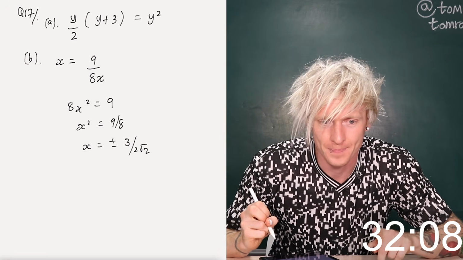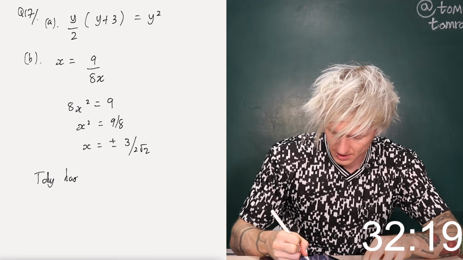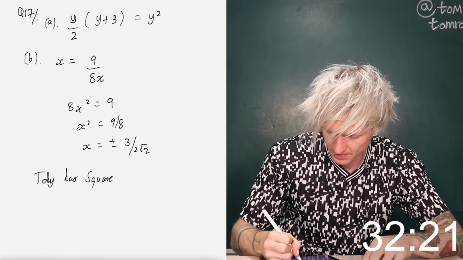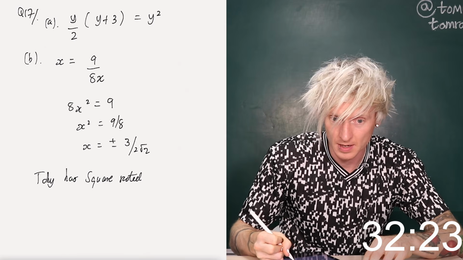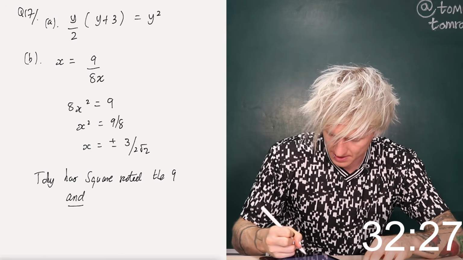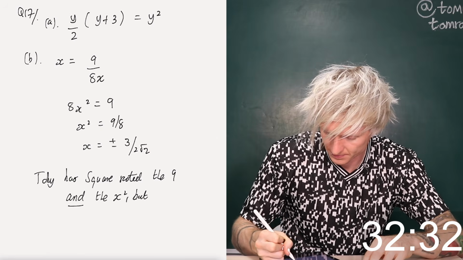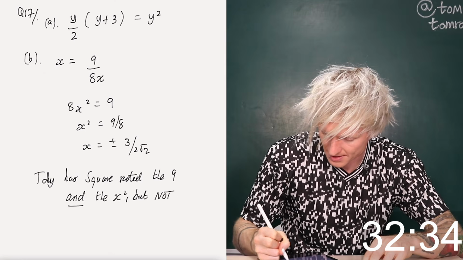Ah, so he's not done that. So he said 8x squared equals 9. And then what he's done, so Toby has square rooted the 9 and the x squared, but not the 8.